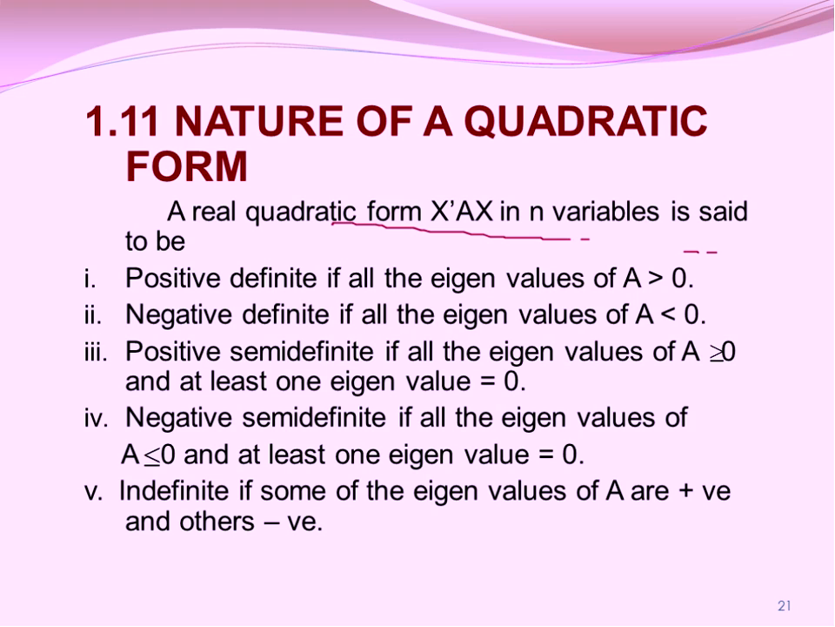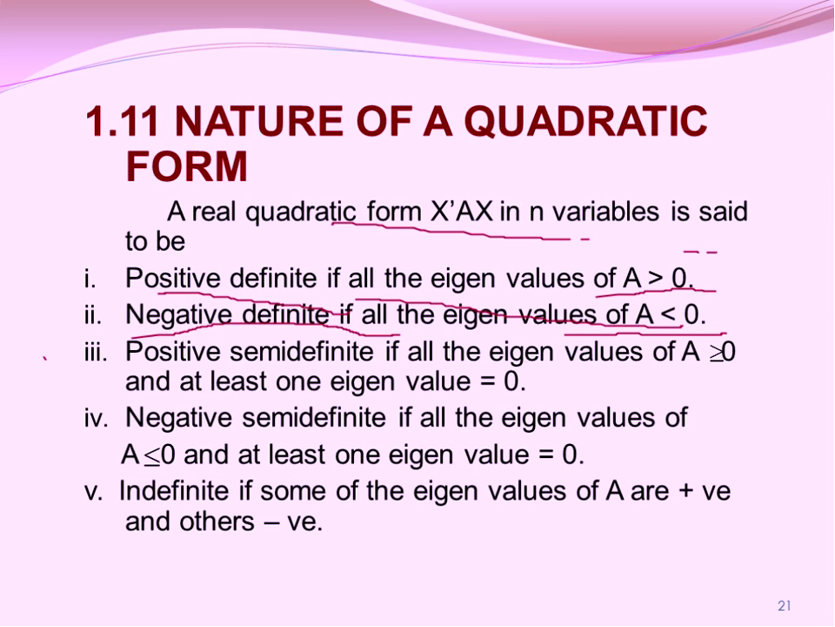So let's move to the nature of the quadratic form. There are a few types of quadratic forms. A real quadratic form X dash AX in n variables is said to be real. There are 5 points. First, it is said to be positive definite if all the eigenvalues of A are positive, A greater than 0. Second, it is said to be negative definite.